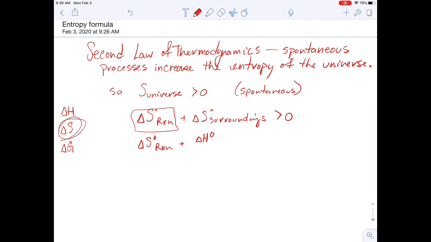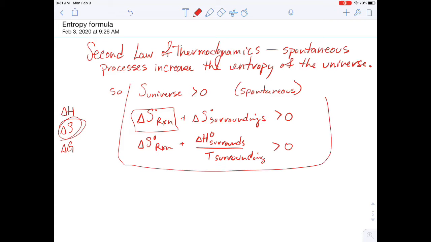The reaction entropy is what we're kind of most curious about, but the surrounding entropy can be related to the enthalpy of the surroundings, and this is related to the absolute temperature of the surroundings. So those surroundings basically have some energy that's available to them. And so if the sum of the entropy of the reaction and the change in enthalpy of the surroundings divided by the temperature is greater than 0, then it's still spontaneous. So these things are all essentially trying to say the same thing.